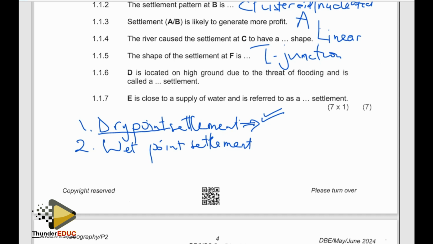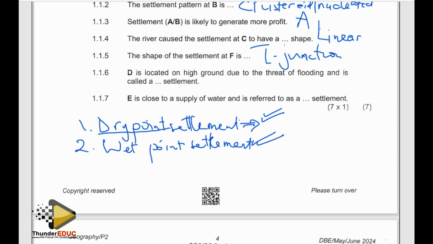Then we look at the wet point settlement. The reason for the establishment of this settlement is for easy access to water as a resource. We establish this settlement so that we can easily access water as a resource. The typical example that I can give for this one, let's say for example we are in an arid region, we are in a desert area.